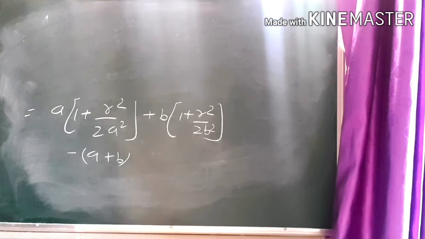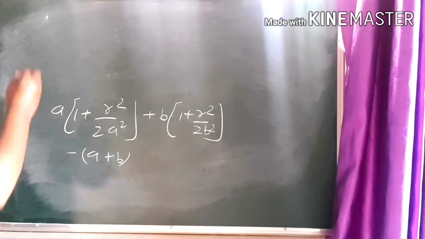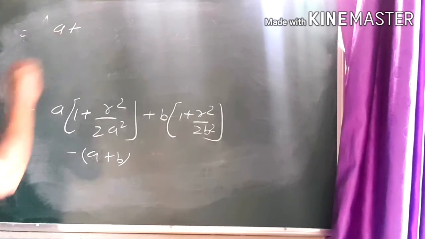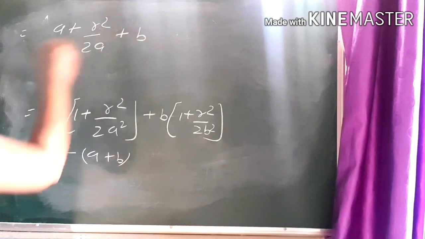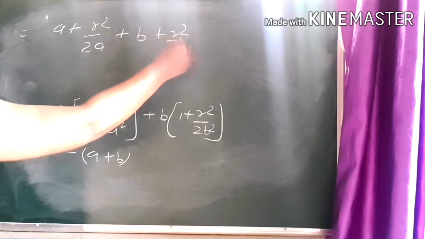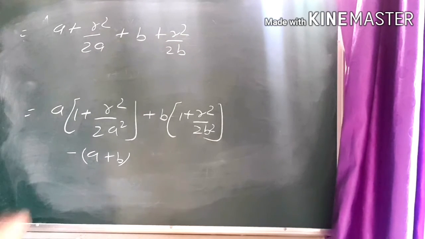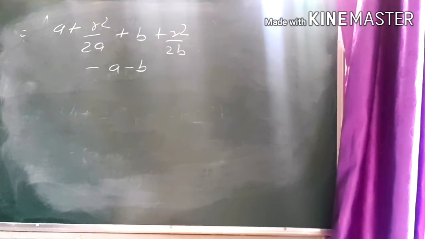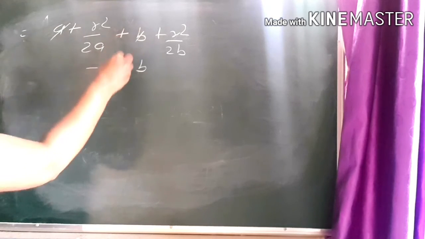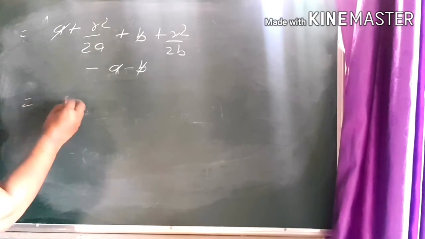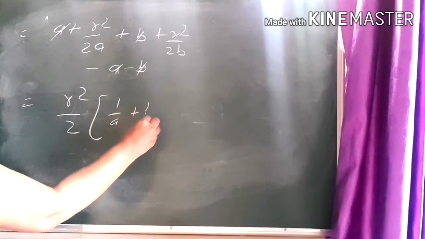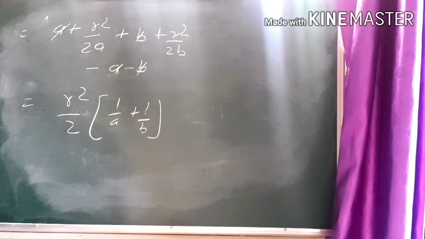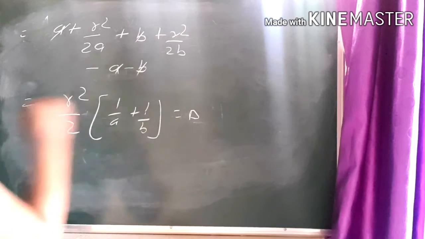Now multiplying a and b inside the bracket, we have a plus r square by 2a, plus b plus r square by 2b, minus a minus b. a and b will cancel out. Finally we have r square by 2 common, times (1 by a plus 1 by b). This is the path difference.